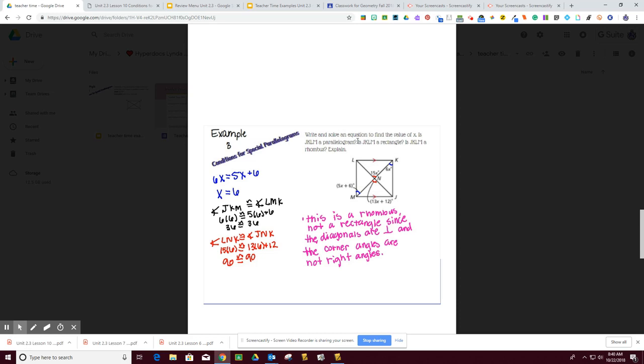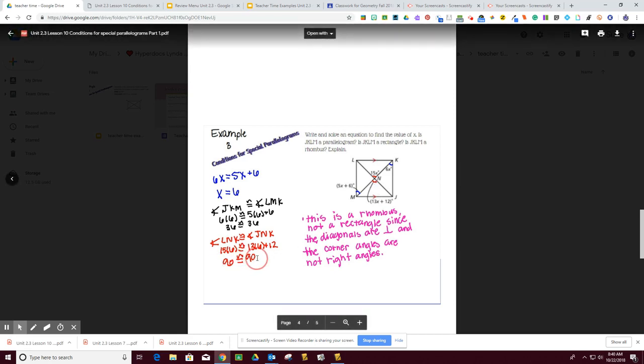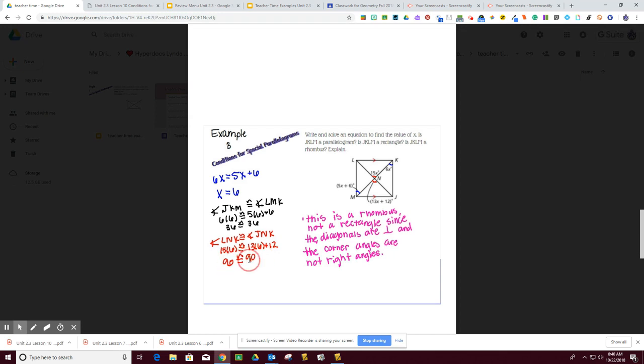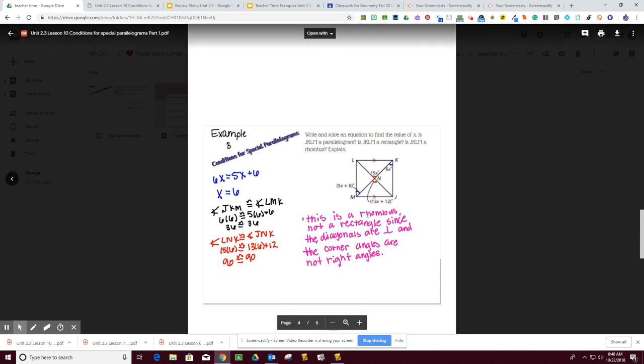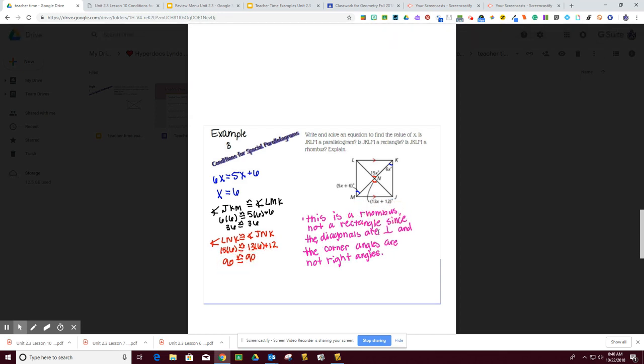The second question is, is this a rectangle? Well, we have to prove that these are perpendicular, and we cannot do that. We know that this thing is a rhombus because the sides are congruent and the diagonals are perpendicular. Having said that, we know that the diagonals meet at a right angle. So this is a rhombus, this is a parallelogram, but this is not a rectangle.